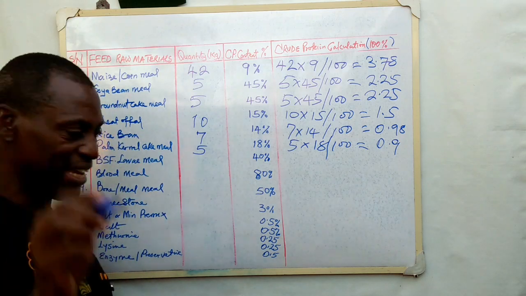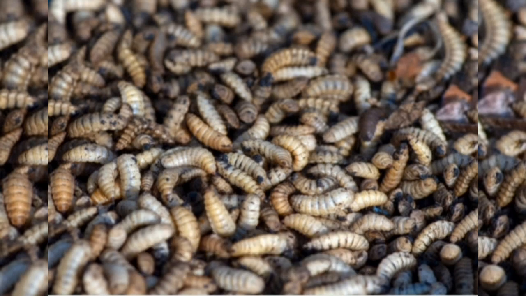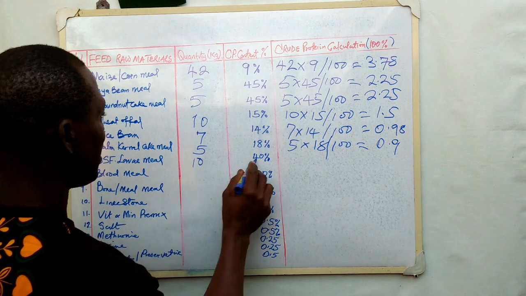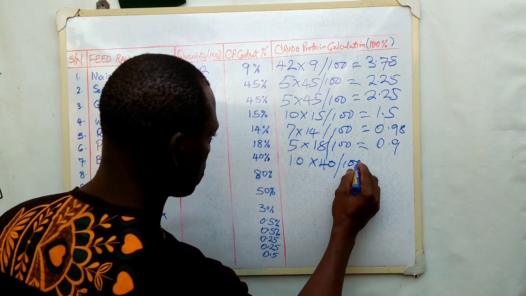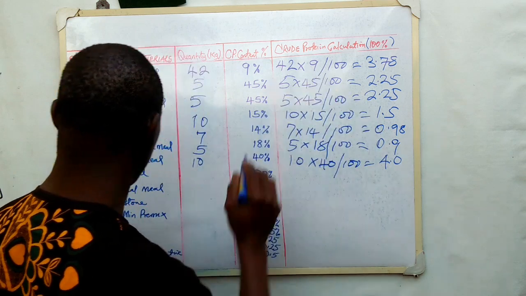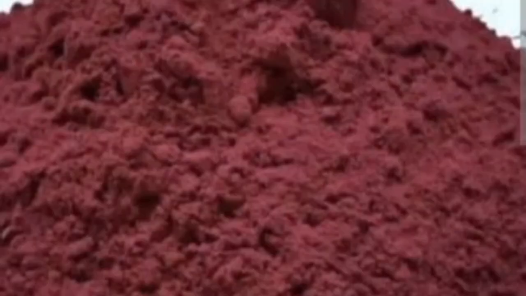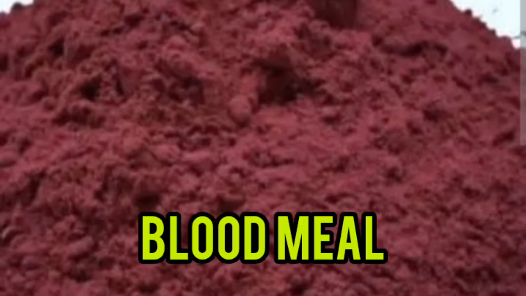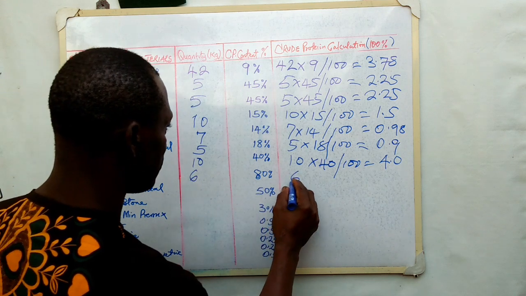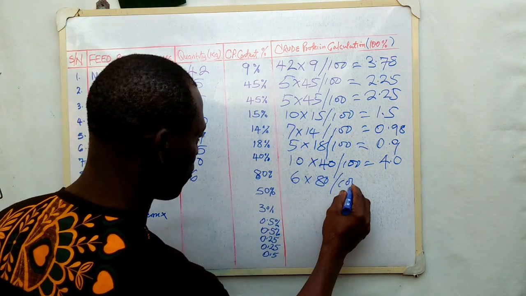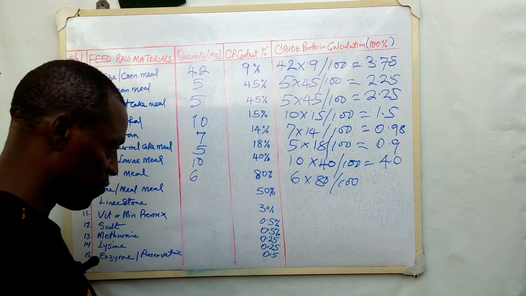We are using 10 kg. Ten times 40 equals 4.0. The next one is blood meal. For blood meal here, we're using 6 kg. 6 times 80 divided by 100 gives 4.8.